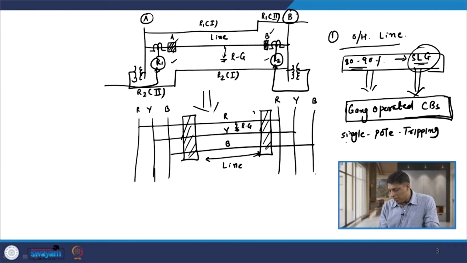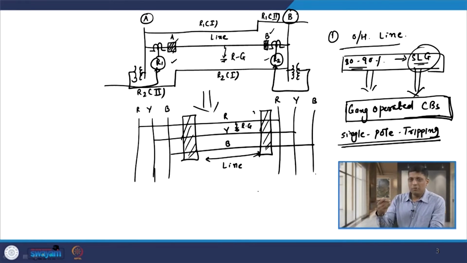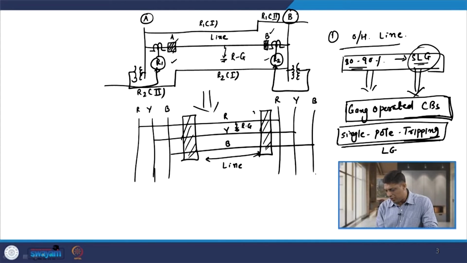And this type of philosophy is widely used nowadays, and it is used basically only for single line to ground faults, SLG faults only, because 80 to 90% of faults are single line to ground faults. So, if we want to utilize this philosophy, that is known as single pole tripping, then distance relay is not capable to work sufficiently.